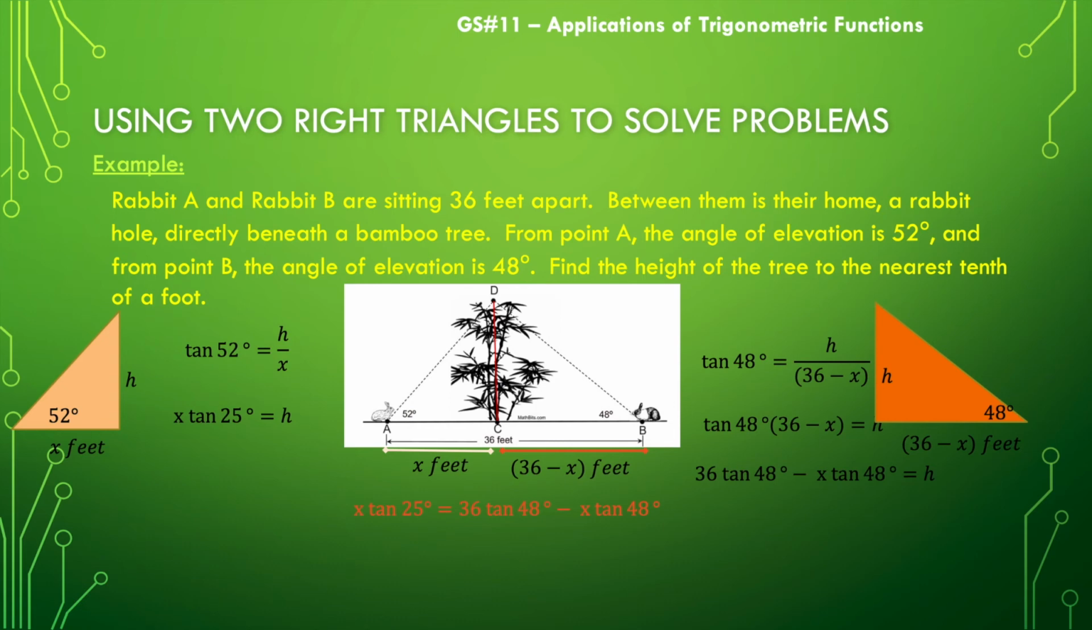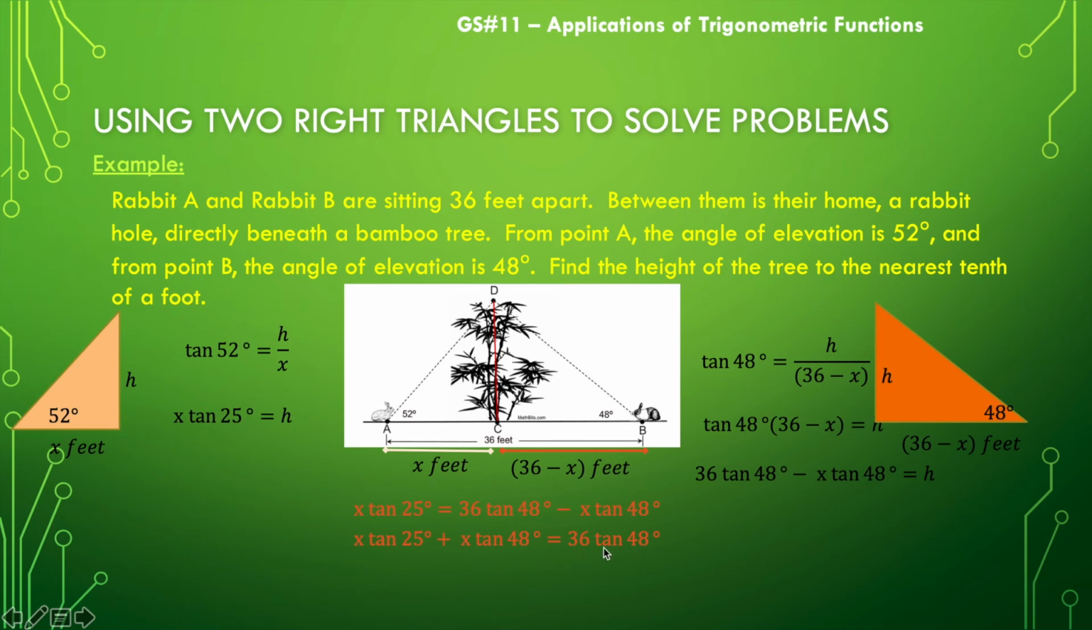This is really no different than 5x plus 2 is equal to 7x. You're going to move the 5x so it's over with the 7x. The only difference here is our coefficients, or what is being multiplied by x, are trigonometric expressions. So let's pull this negative x times tangent of 48 degrees over to the left-hand side. All right, so now we have x times the tangent of 25 degrees plus x times the tangent of 48 degrees is equal to 36 times the tangent of 48 degrees.